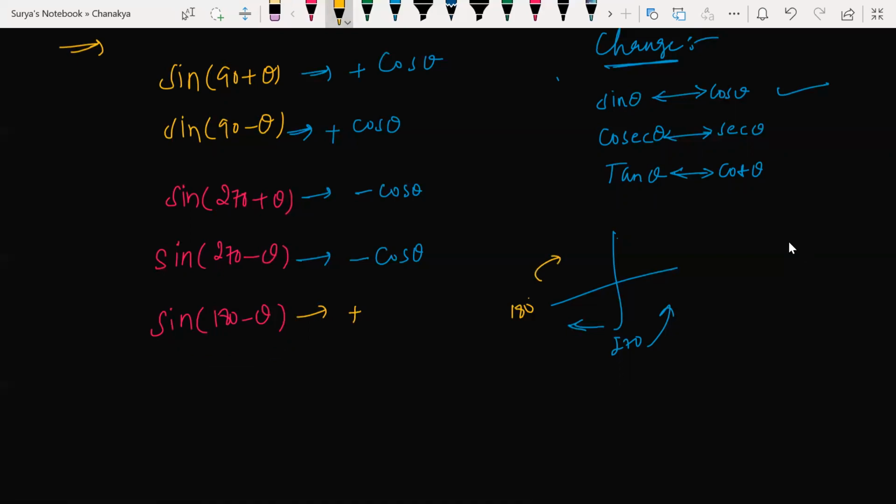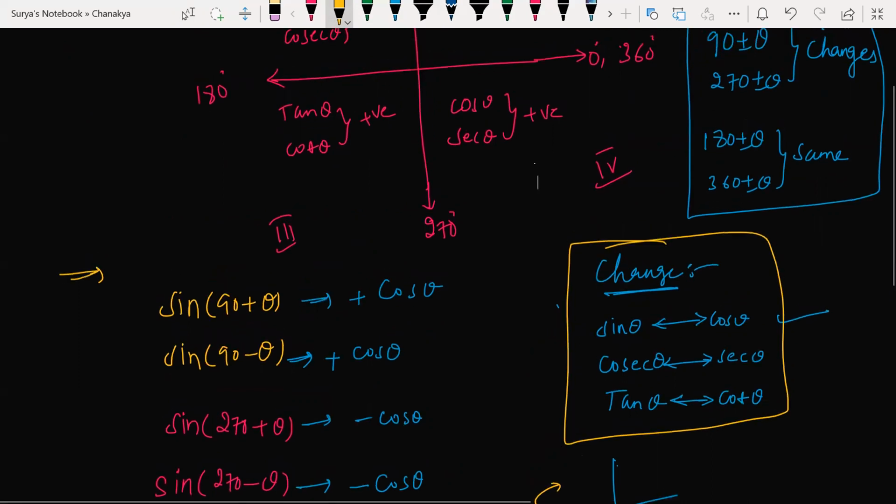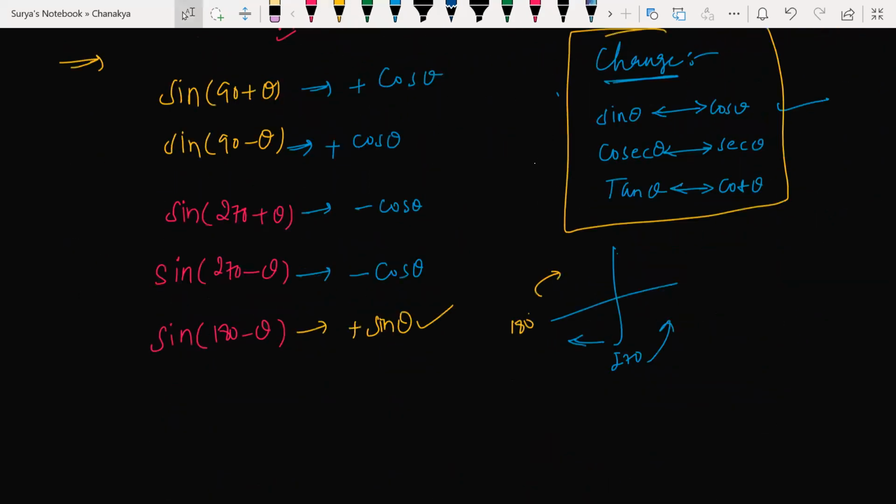Second quarter, sign will be positive. 180 means function will not change. Sin theta only. Plus sin theta only. Any doubts, guys? You need to check when the function is changing and when the function is not changing. I told you, for odd numbers only the function will change. 90, 270 only, function changes. For the remaining, function will not change. Any doubts?